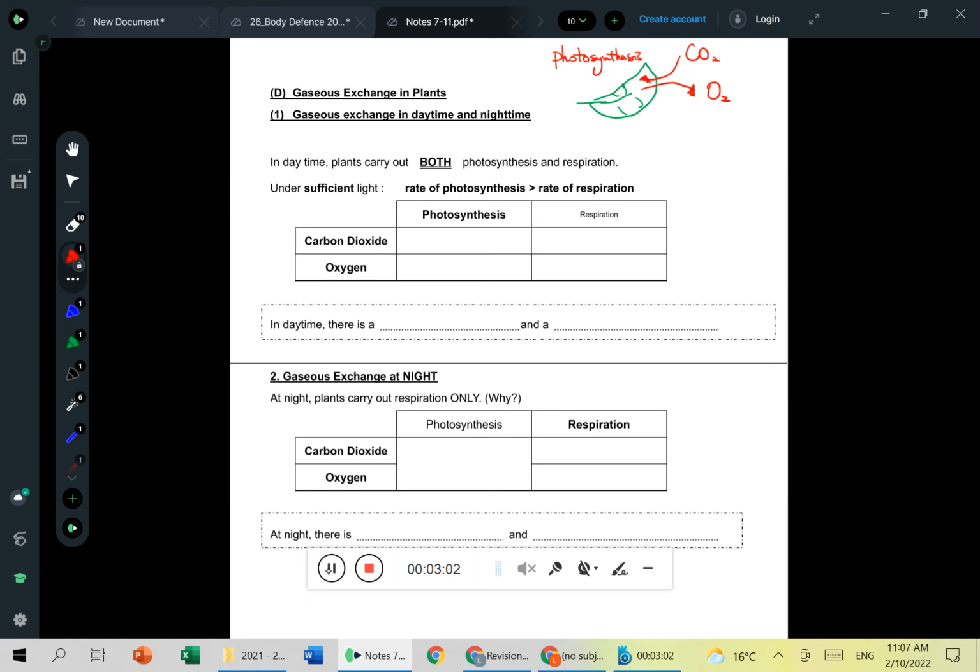But the discussion doesn't stop here. So you say it's just a change of gas: animals take in O2, the plant takes in CO2, so simple, right? But the discussion doesn't stop here, because don't forget, plants also carry out respiration. But respiration takes in O2, gives out CO2.